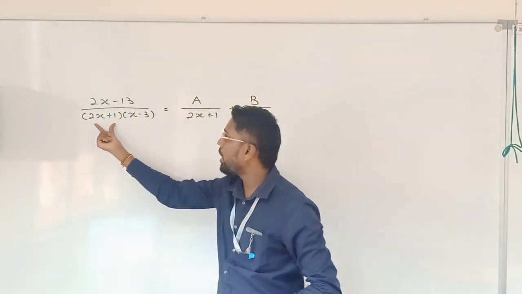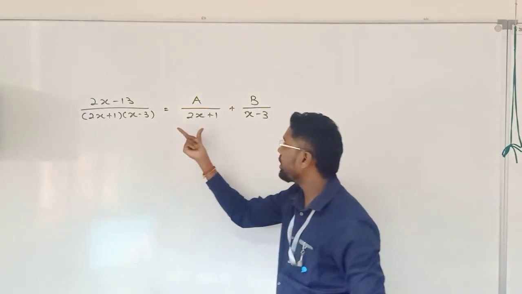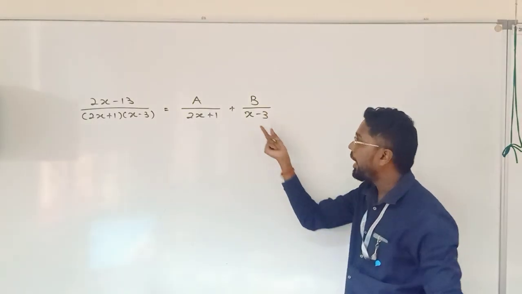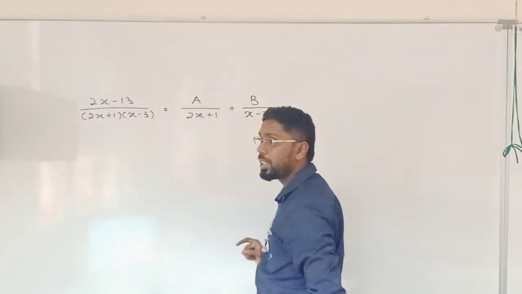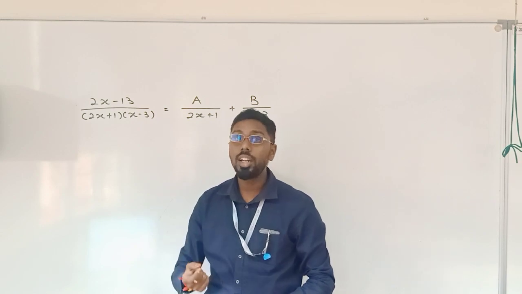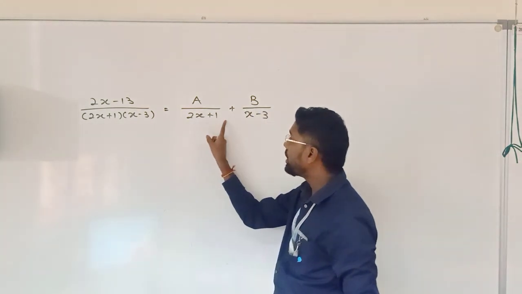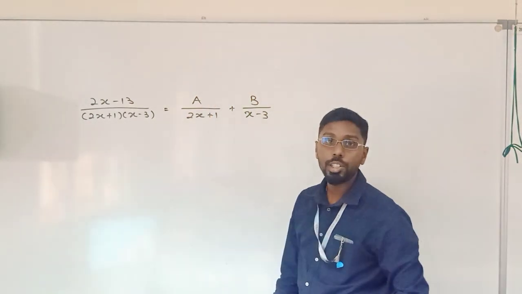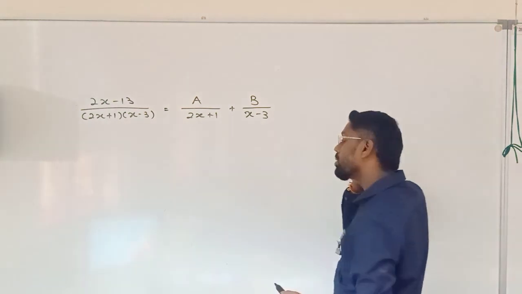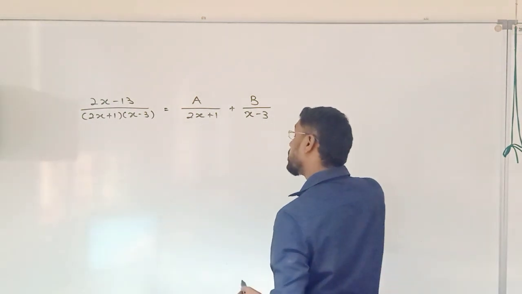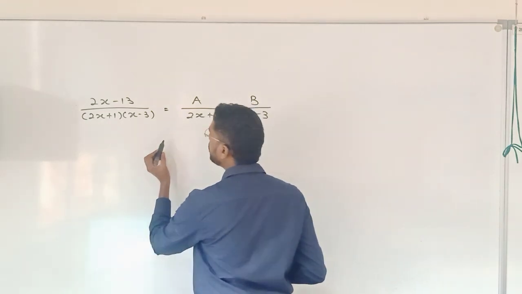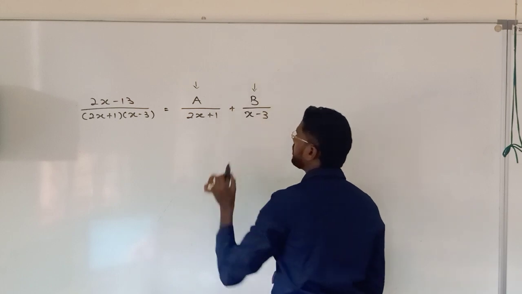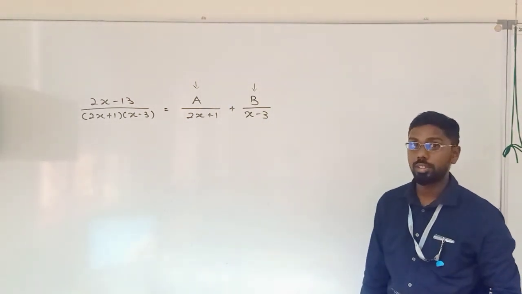Since we have a product of two linear functions, the first linear function is going to be here plus the second linear function on the denominator, and the numerator must be a power less than the denominator. Since here the denominator is linear, therefore my numerator is going to be a constant. So we're going to find our a and b.